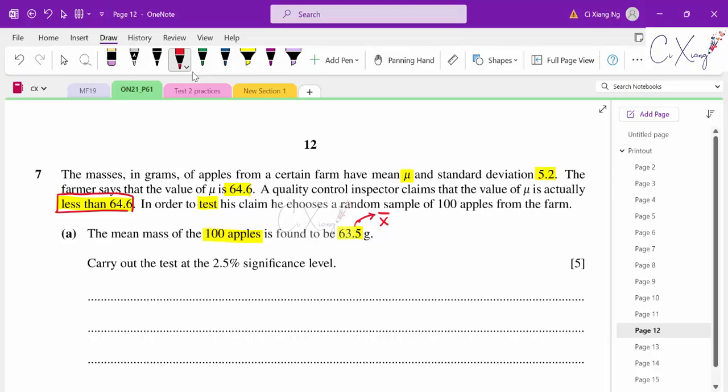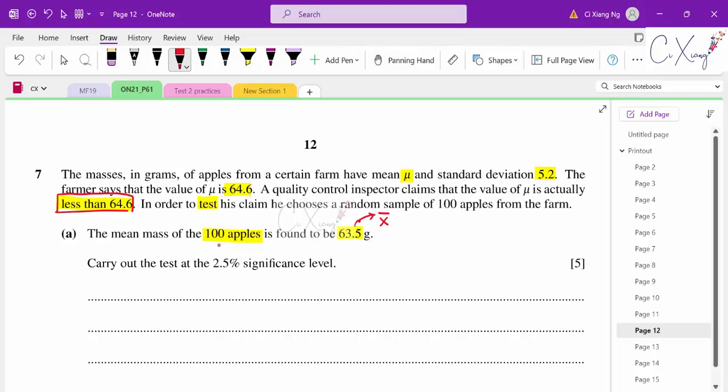They want us to carry out the test at 2.5% significance level. For this question, when you want to run the test, we have to use the normal distribution. If you read the question, they didn't tell us that the population is normally distributed, but we have a large sample size, which is 100.